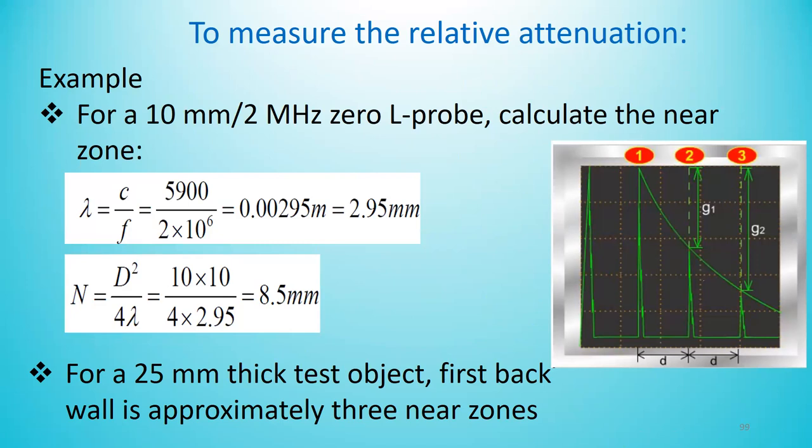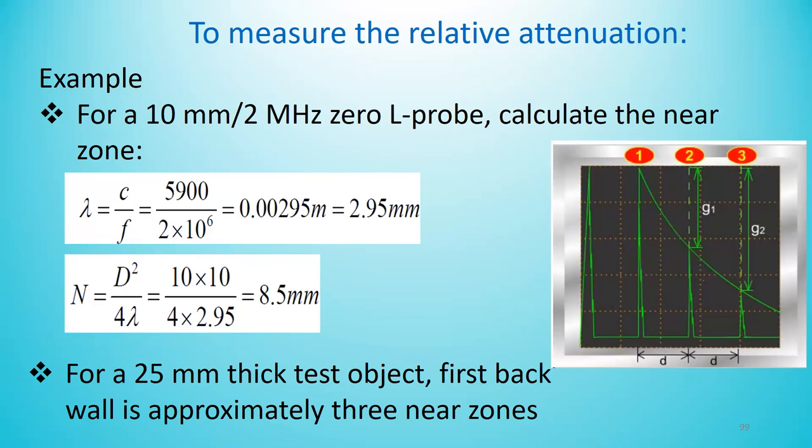Before we go on, let us do an example to understand. For a 10 millimeter by 2 megahertz zero-degree longitudinal probe, calculate the near zone. So lambda equals V by F, which is 5.9 into 10 to the power 6 divided by 2 into 10 to the power 6. You can directly do it, that is 2.95 millimeter.